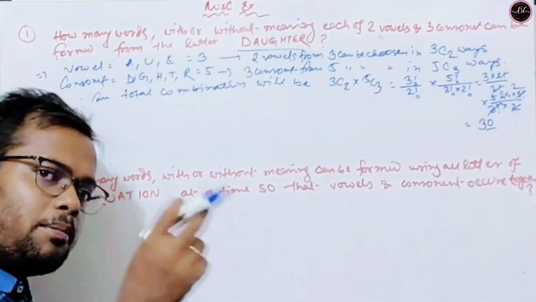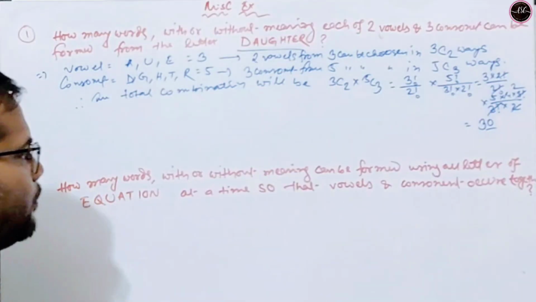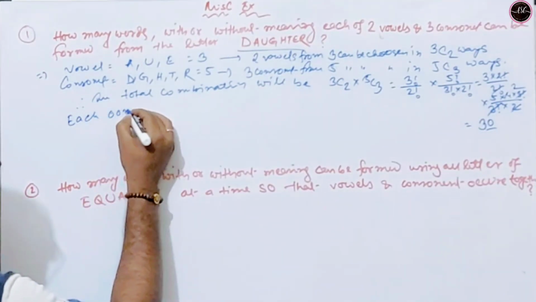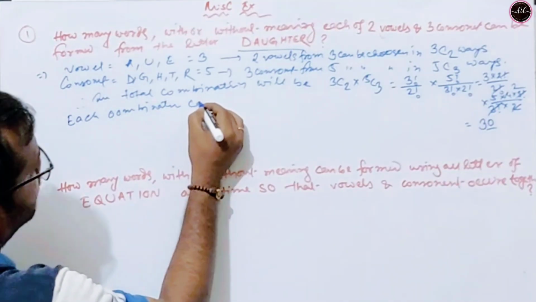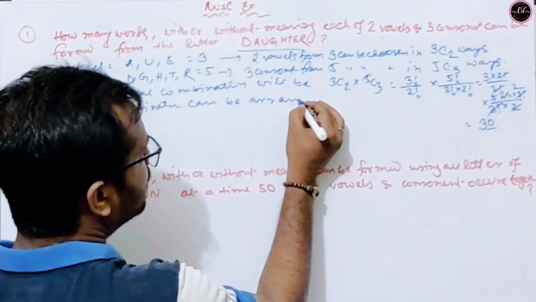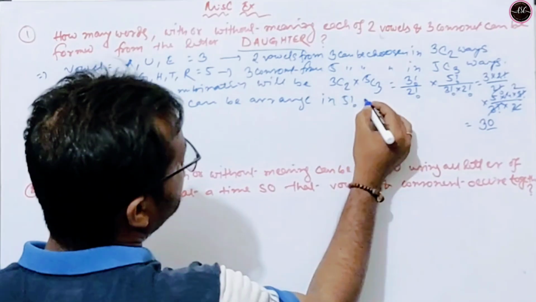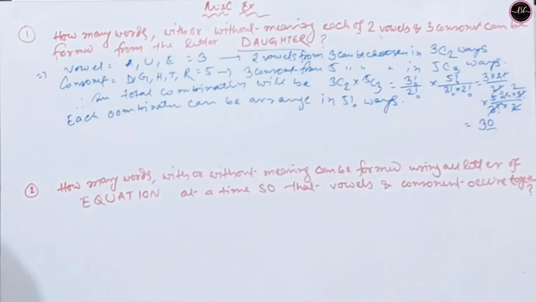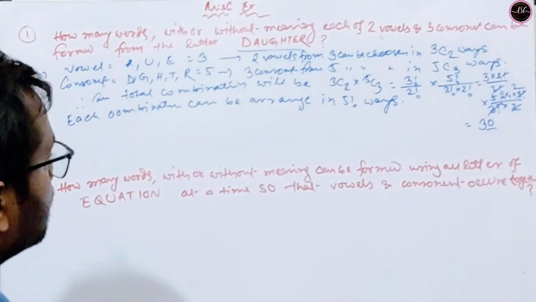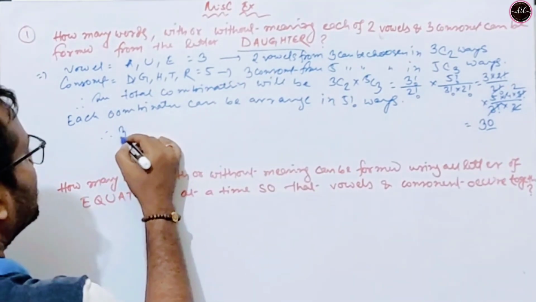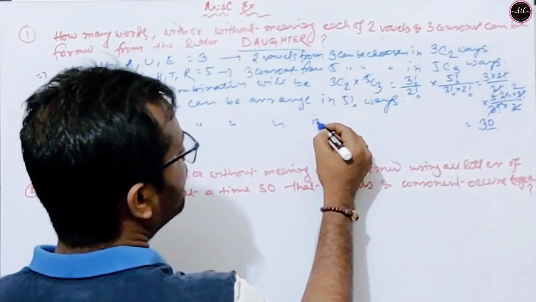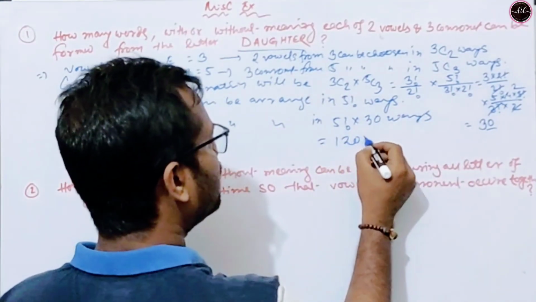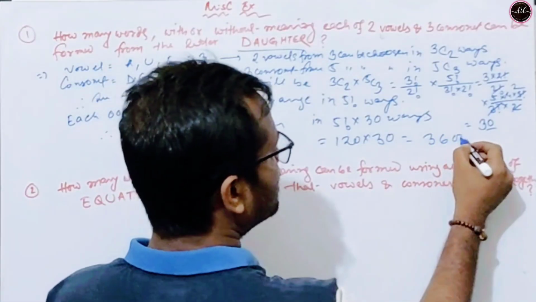So 5 letters can be arranged in 5 factorial ways. Okay, so each combination can be arranged in 5 factorial ways. So 30 combinations can be arranged in 5 factorial into 30 ways. So we have 120 into 30, that means 3600 ways.